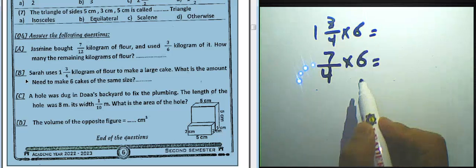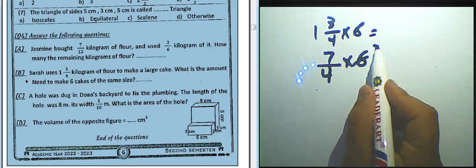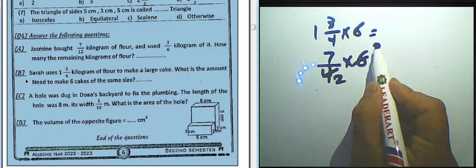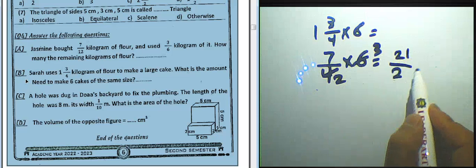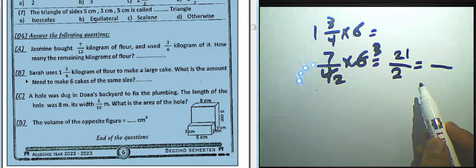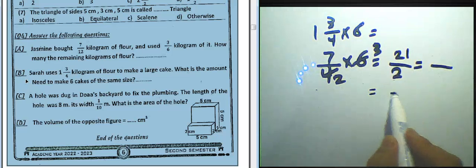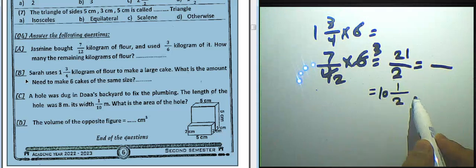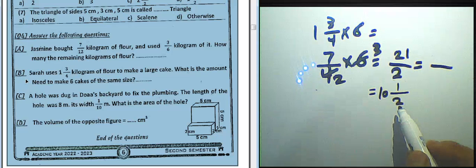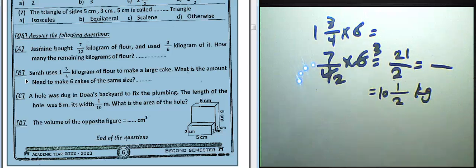Multiplied by 6. 6 divided by 2 equals 3. 4 divided by 2 equals 2. 3 times 7 equals 21/2. And then you can convert from improper to mixed number. Write 2 here. 2 times 10 equals 20, and the remainder 1. The result will be 10.5 kilogram.